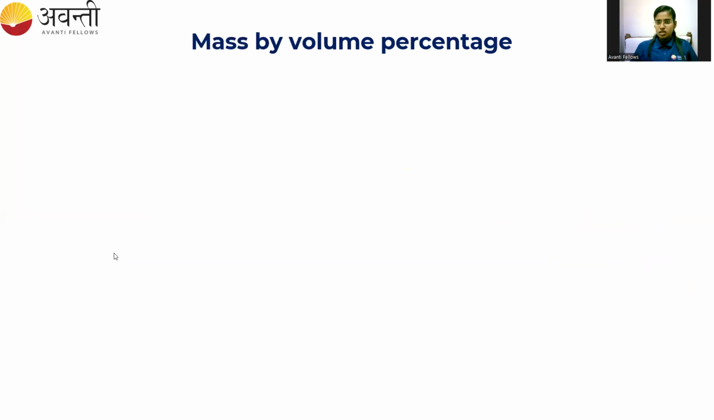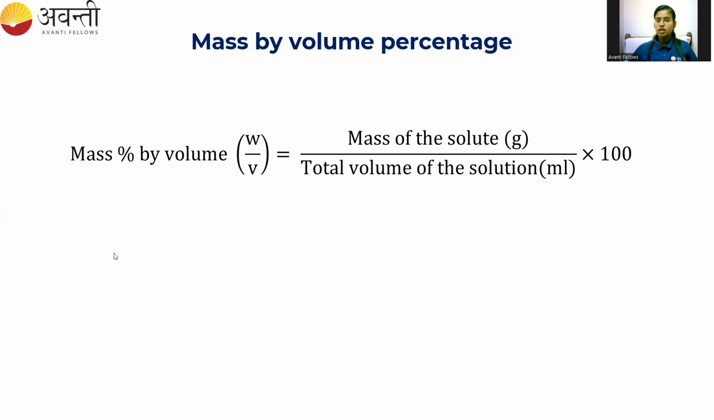So the next is mass by volume percentage. From the name itself, mass by volume, we can understand that it is W by V. Mass percentage by volume, W by V. In the numerator, you will have the mass of the solute, which we are going to take in terms of grams. And in the denominator, it is the total volume of the solution. In the numerator, solute mass, into 100.